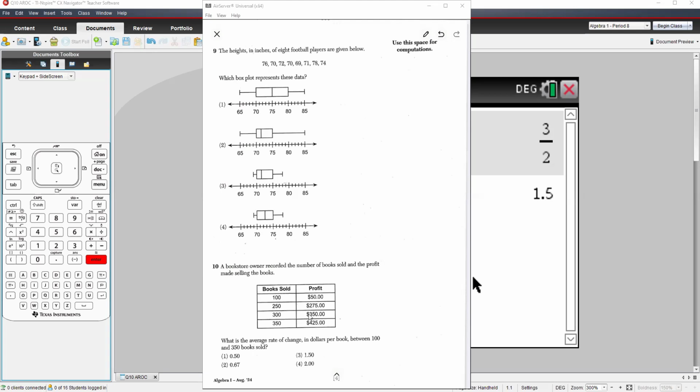I'm going to do question number 10 from the August 2024 Regents exam, Algebra 1 Regents exam. Basically, they've given us a table and they want to know the average rate of change in dollars per book between 100 and 350 books sold.